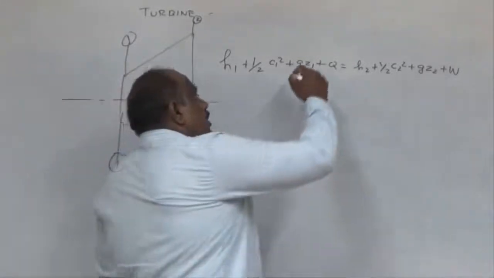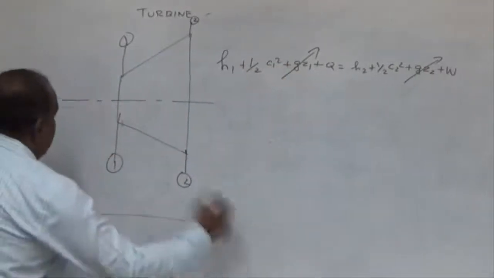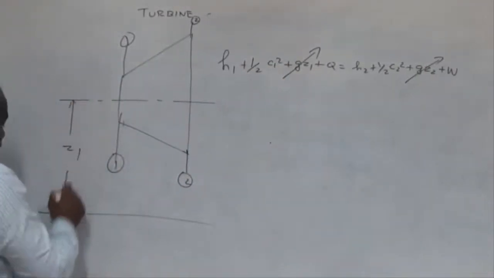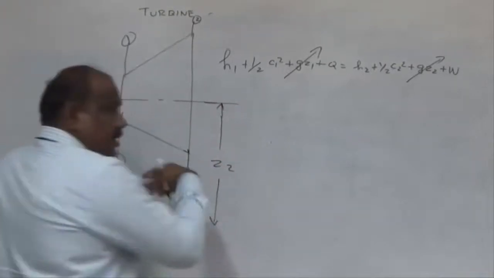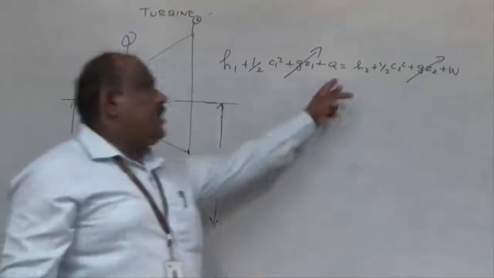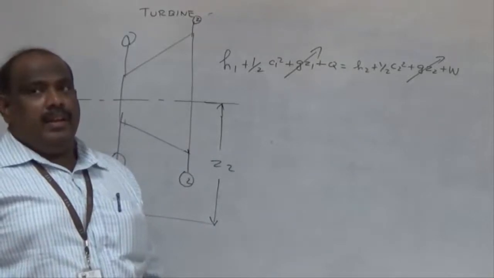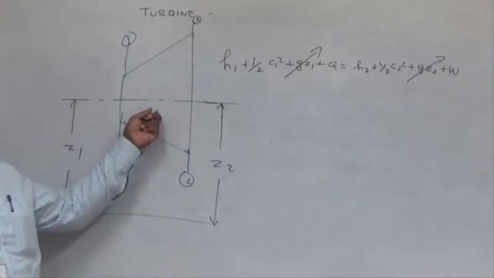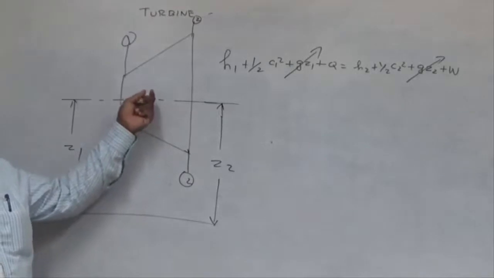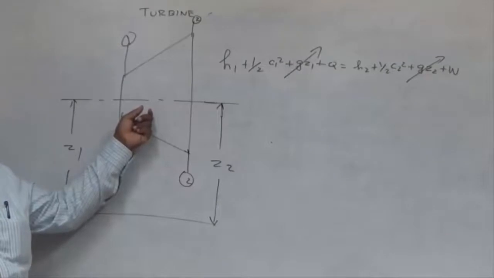What about Z1 and Z2? Let us assume both are at the same height, because we have drawn it like this only, isn't it? Now Z1 will be equal to Z2, so they cancel away. What about the heat transfer in a turbine? It will be negative, meaning heat lost by the system. Whether the heat loss will be there in the turbine, it may be there, but generally when we derive it, the turbine is not intended to have any heat loss.